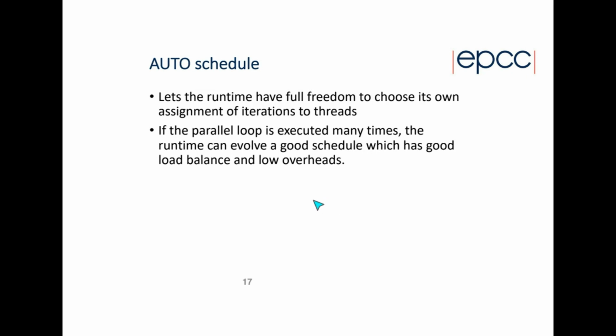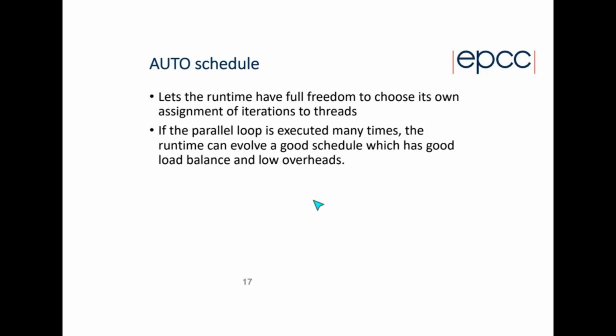So of the options we've seen so far, we've got static, dynamic, and guided. The fourth one is auto. Auto basically lets the runtime do whatever it feels like. It lets the runtime have freedom to choose its own assignment of iterations to threads. It doesn't have to be one of the other schedules. It can do anything it wants.